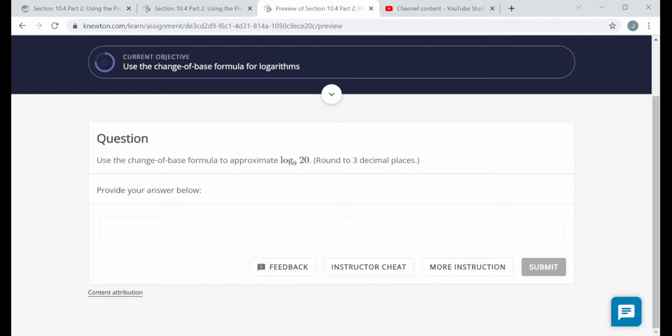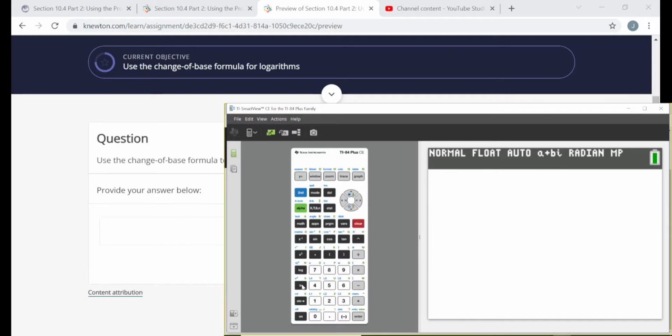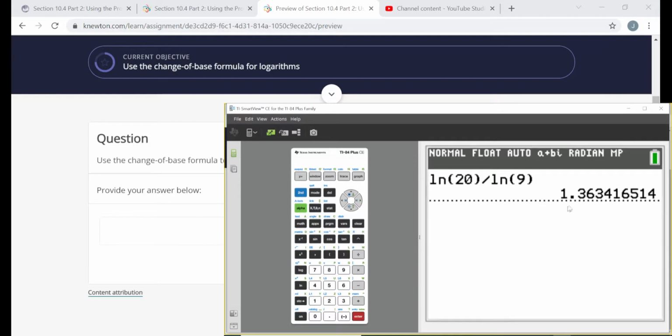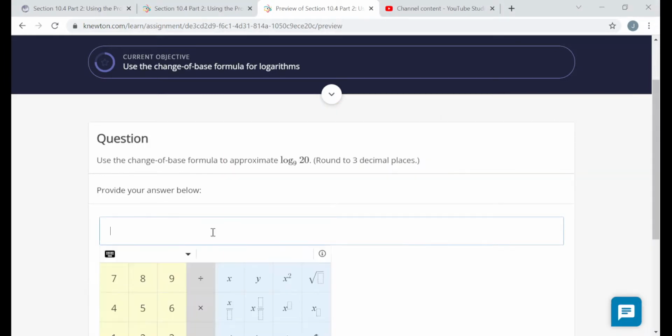Alright, so we pull that calculator back up. Now we're asked for the log base 9 of 20. So again, I'll just change it to, let's do the log base e of 20 instead, but then divide by the log base e, that natural log, of the original base, which was 9. Right? And this should be, again, 1 point something. 1.3634, so 1.363. 1.363 when I go back to the assignment.